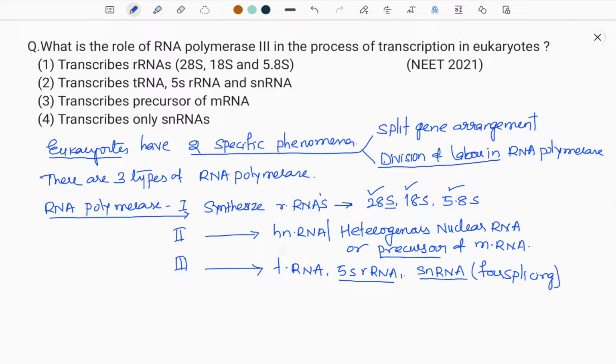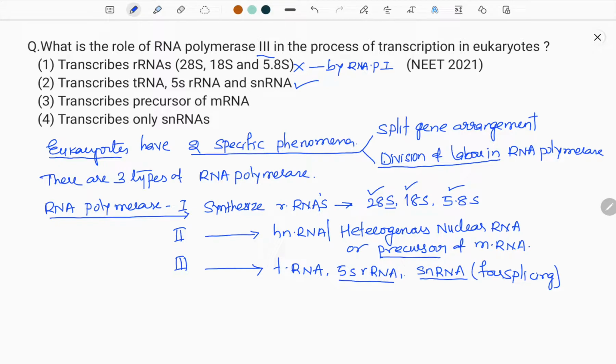Now, let's see the question. What is the role of RNA polymerase 3 in the process of transcription in eukaryotes? He is asking about RNA polymerase 3. Option 1: it transcribes rRNAs 28S, 18S, 5.8S. This is wrong because these are transcribed by RNA polymerase 1. Next option: it transcribes tRNA, 5S rRNA, snRNA. This is right. It is taken directly.